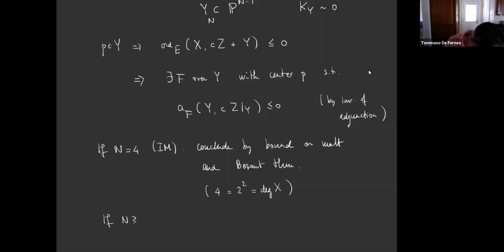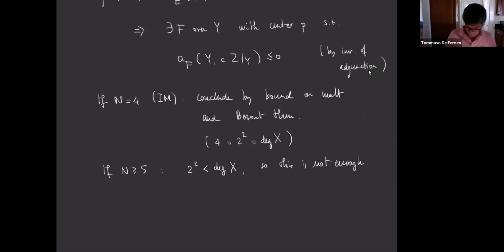But if n is equal to 5, then I have 2 squared, which is less than the degree of X. So this is not enough. So we need to do a little bit more work to get there. You don't get a contradiction from Bezout.